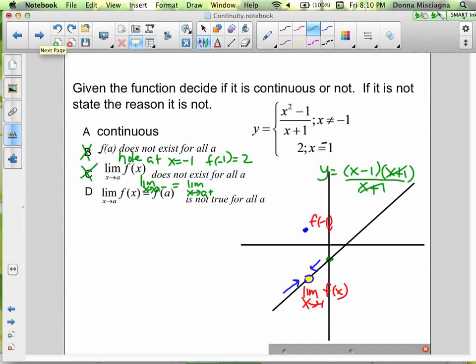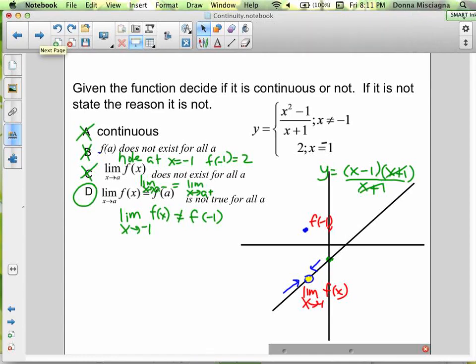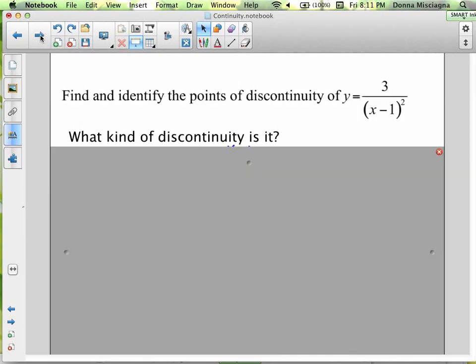The limit of the function as x approaches a equals f of a is not true for all a. Well, we just listed it up there, and you can see it on the graph. The limit as x approaches -1 of our function does not equal f of -1. That's the problem right there. And so, of course, we're not continuous because the limit and the value of the function are not the same. If you didn't do as well as you'd like, that's okay, so long as you understand them now.